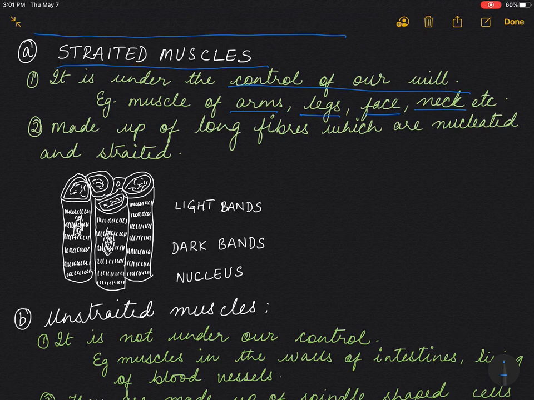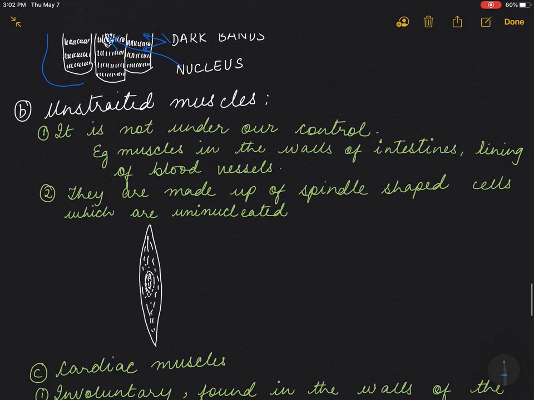Next, it is made up of long fibers, which are nucleated and striated. Nucleated means it has a nucleus. Striated means they have long fibers, so they are long, elongated. And they are striated means it has stripes. You can see these are the light bands, and then it has dark bands as well.